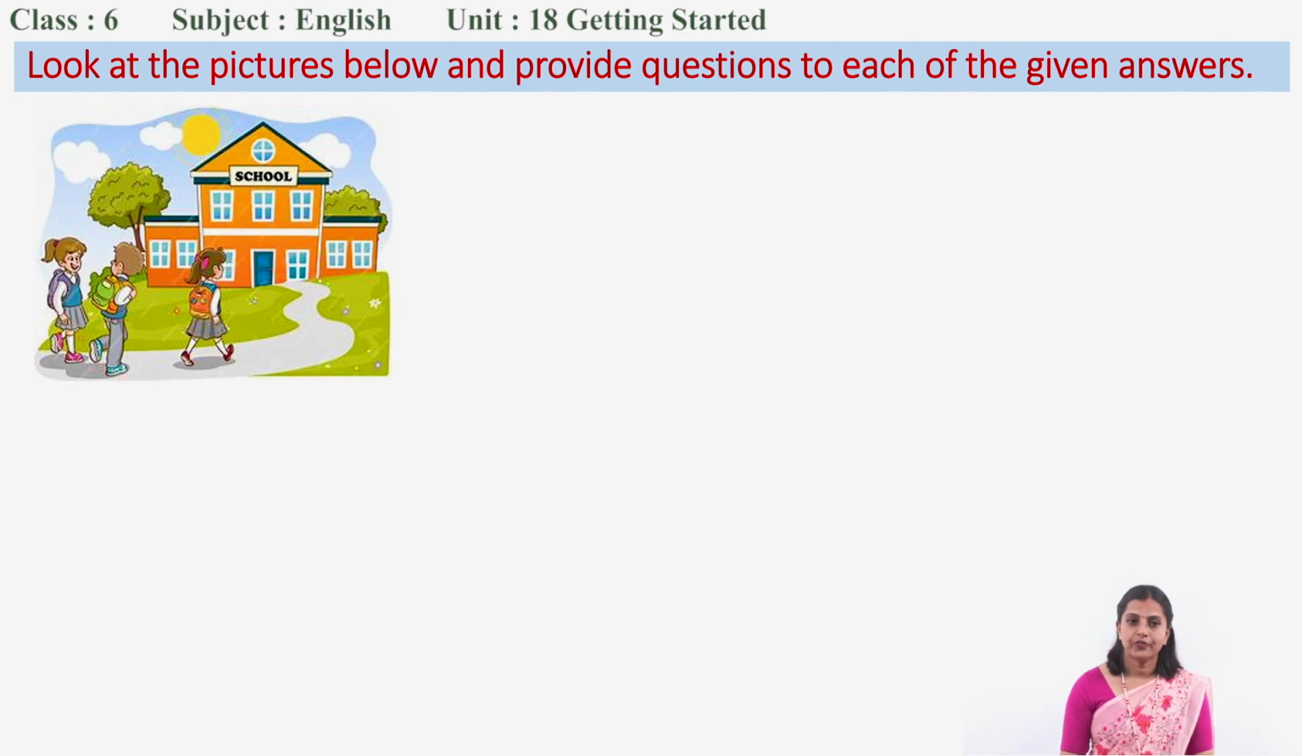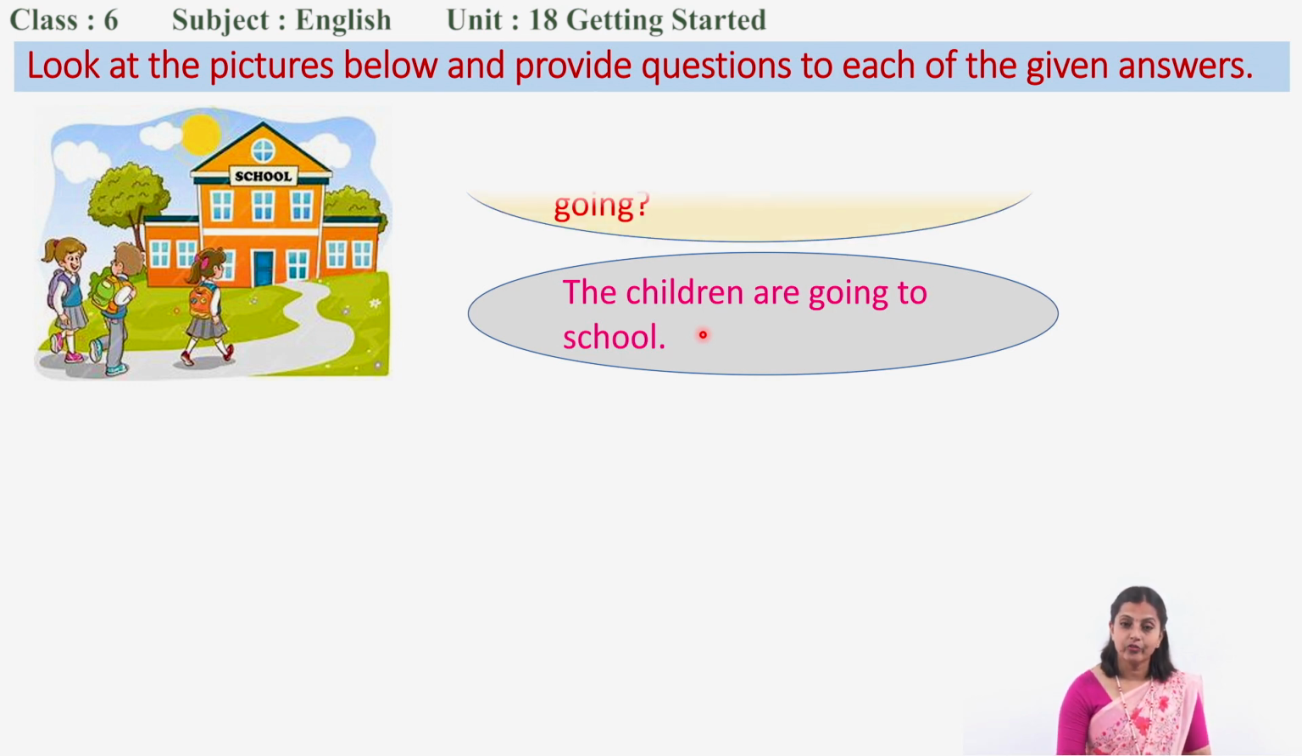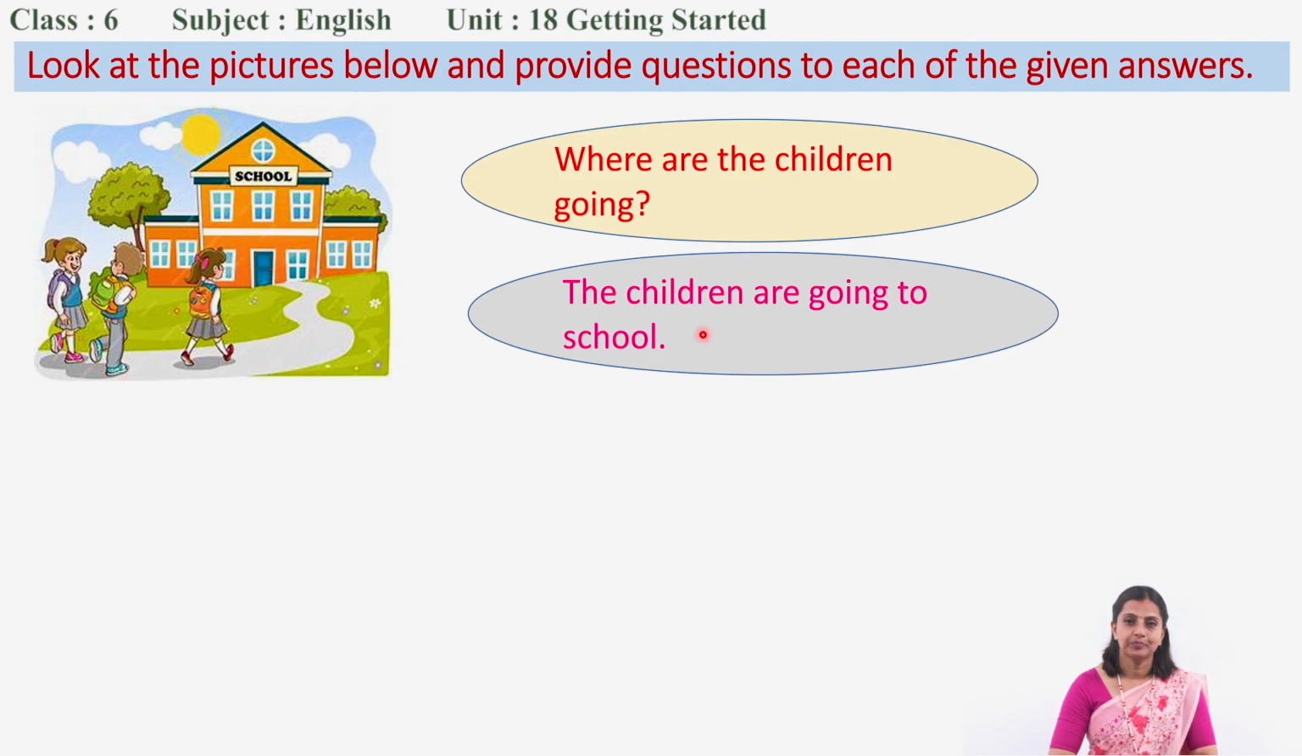Okay, so the first picture you see here is the children going to school. These are the children here, right? And they are going to school. So what question can you ask for this answer? The children are going to school. What are the children doing? Yes, exactly. Where are the children going? The children are going to school.